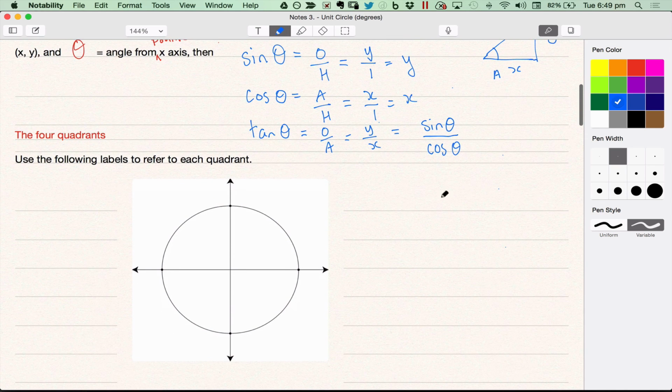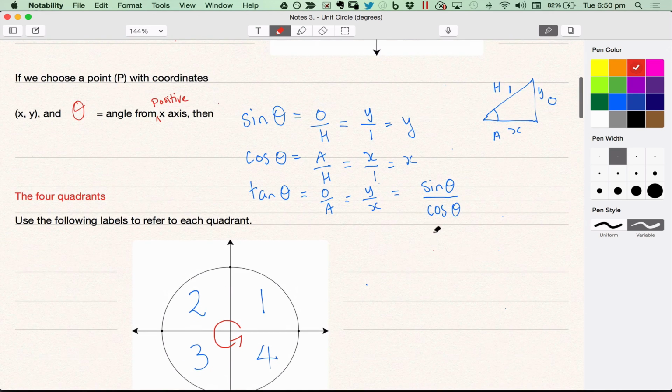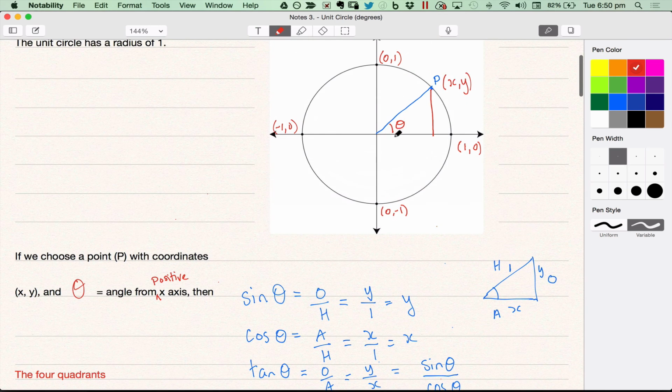Next thing I need to talk to you about is how we can label these quadrants. See how there's 4 quadrants here? We label them by numbering each quadrant, and we always number them in this order. So we start with this top right quadrant and we go around anti-clockwise to number them.